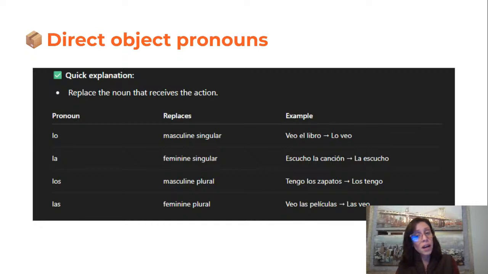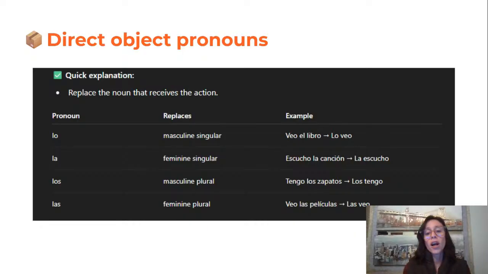After the arrow, we have "la escucho." We have "la" followed by a conjugated verb. So this is not an article anymore. This is "it" now. "La." Even though the spelling is the same, the word function is different. "La escucho." I listen to it.